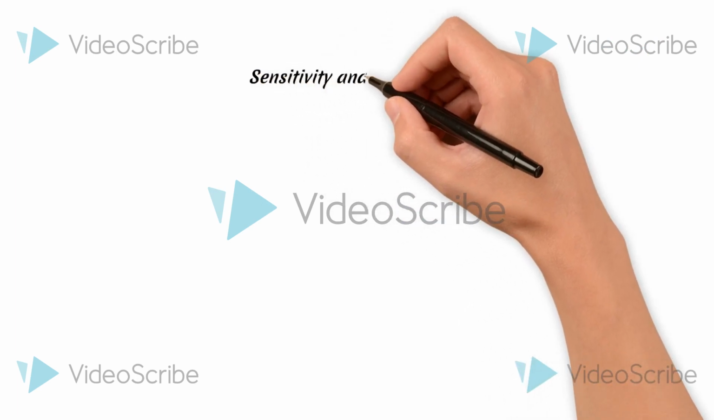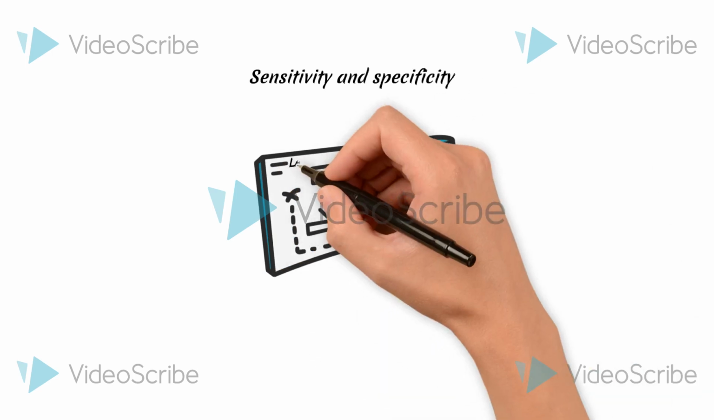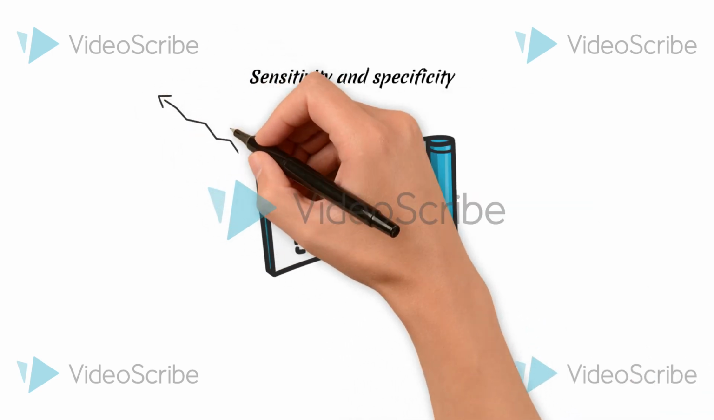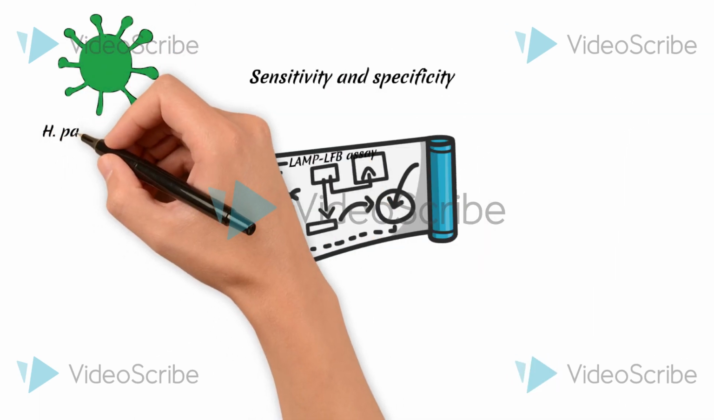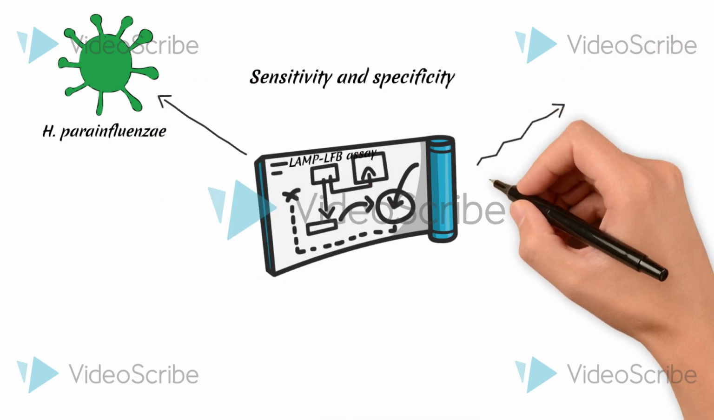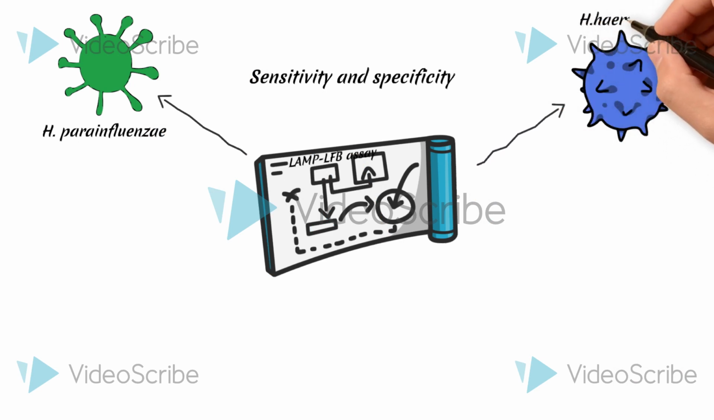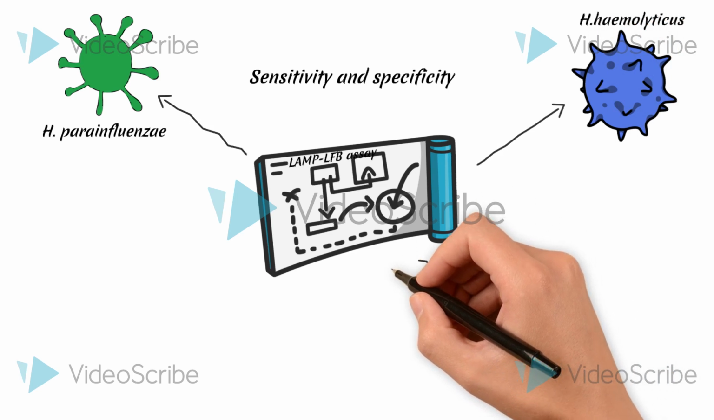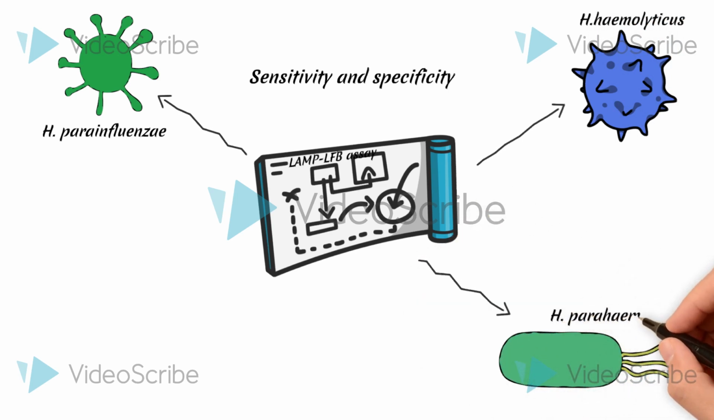Sensitivity and specificity. Specificity of the LAMP-LFB method has been evaluated with genomic templates extracted from 10 Haemophilus influenzae strains, Haemophilus parainfluenzae, Haemophilus haemolyticus, Haemophilus parahaemolyticus, and non-Haemophilus influenzae bacterial pathogens. All results indicated specificity for Haemophilus influenzae by LAMP-LFB, which was 100% specificity for Haemophilus influenzae detection.